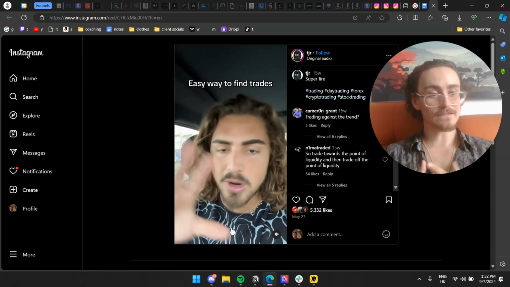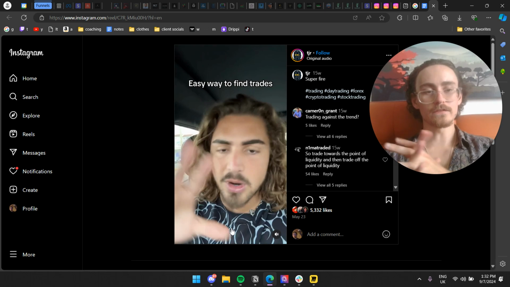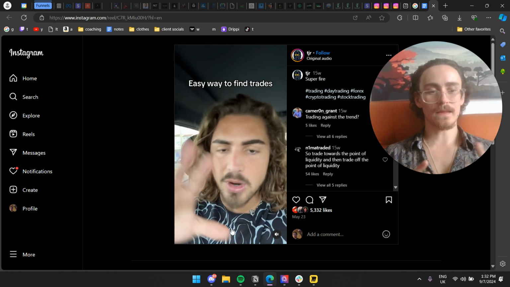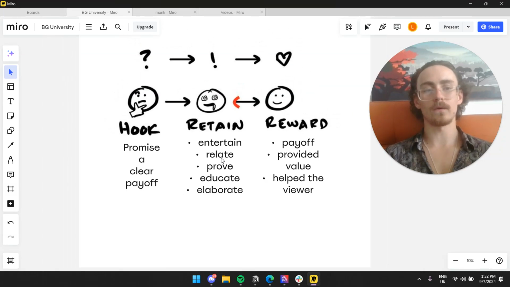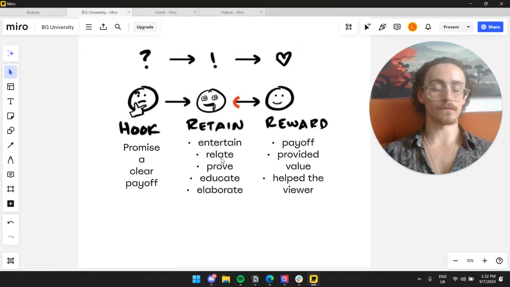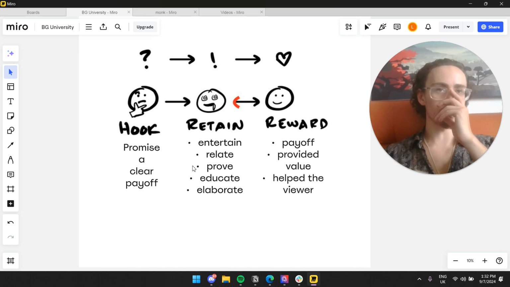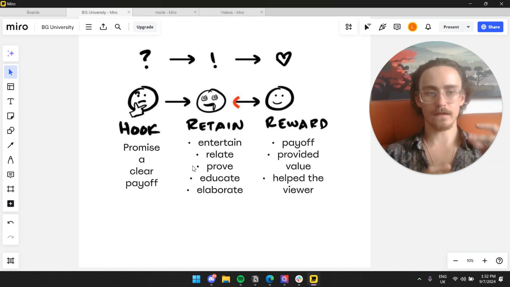See, like, I'm just listening because he hasn't fully made his point yet. He's promised a really strong payoff, and then he's provided proof that if you listen and get this payoff, it will work. And now he's elaborating and educating, and this follows the hook retain reward structure very well in a way that also increases average view duration. It's not literally just this is how to get funded, and then you tell them how to get funded, like in 5 seconds.